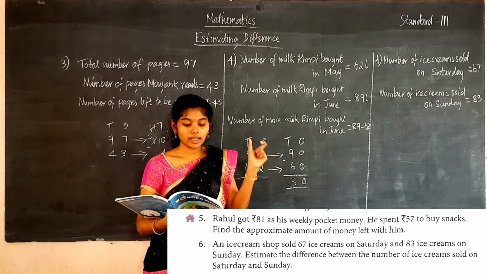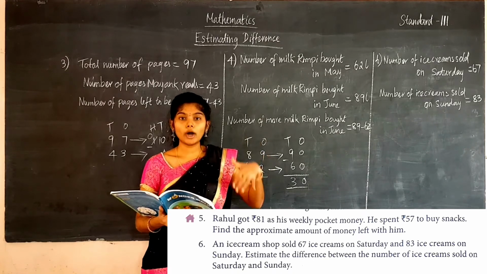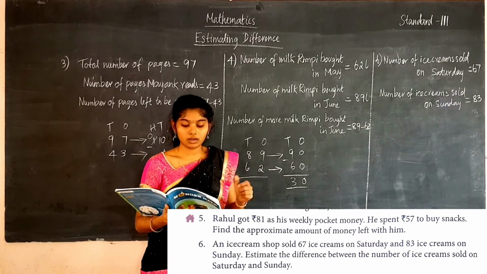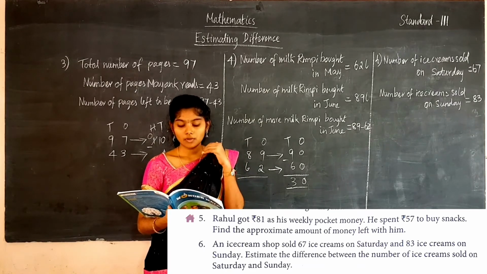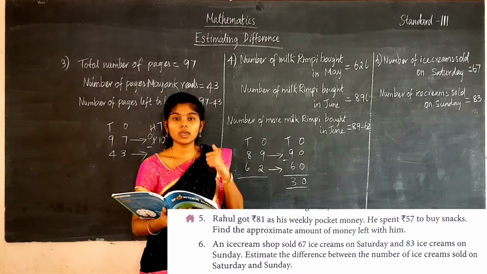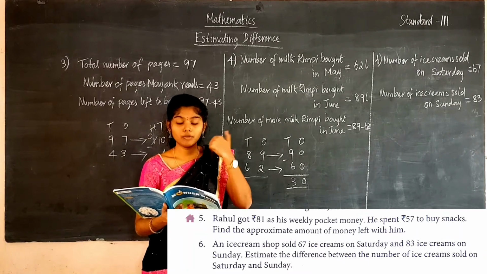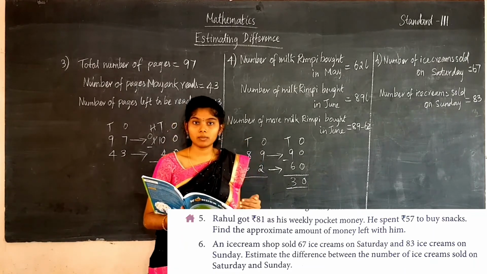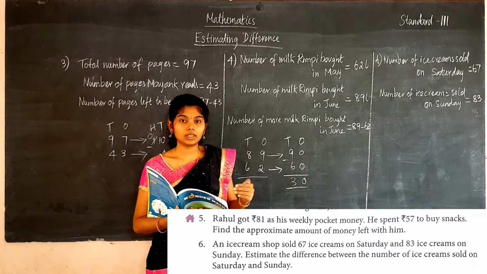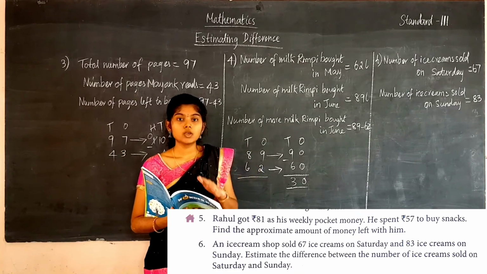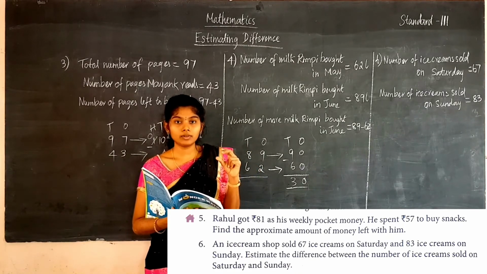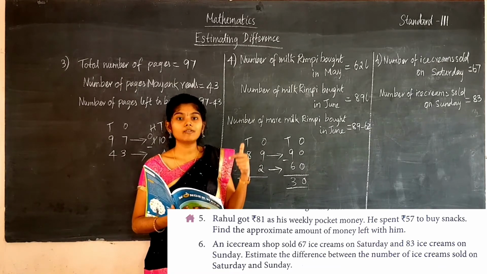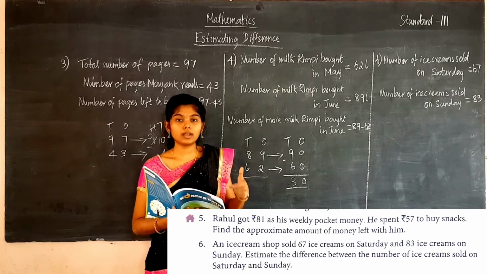Rahul got 81 rupees. For his weekly pocket money he will get rupees 81. So he spent rupees 57 for buying snacks. He spent 57 rupees, so we have to find how much money will be remaining with him. How many rupees are left with him? That amount is left with him. So to find the amount left, we have to subtract the numbers. Here they have asked for an estimate. They have asked to approximate the amount.